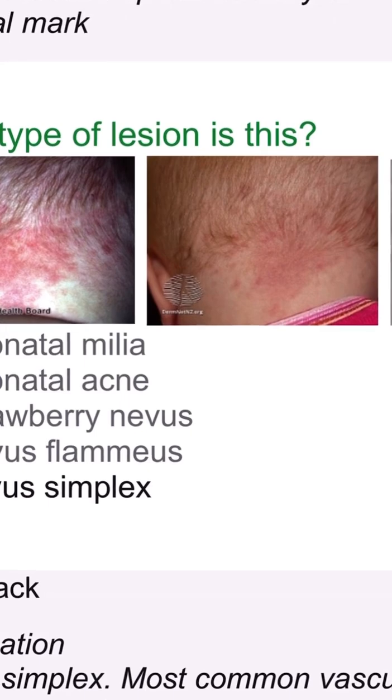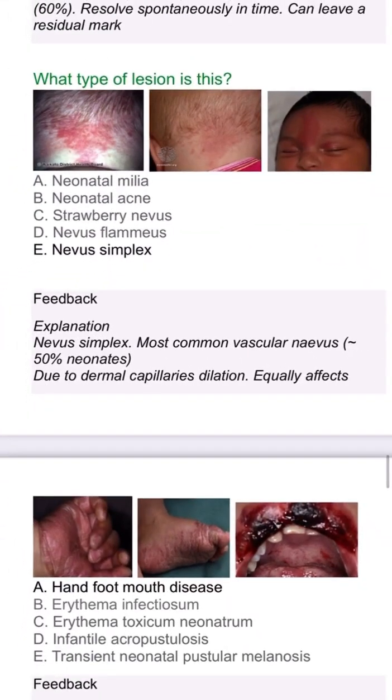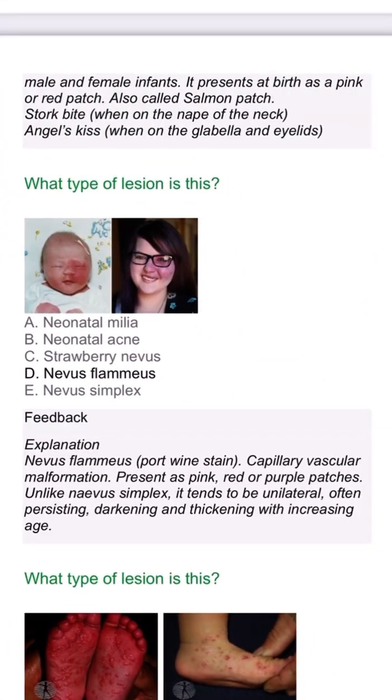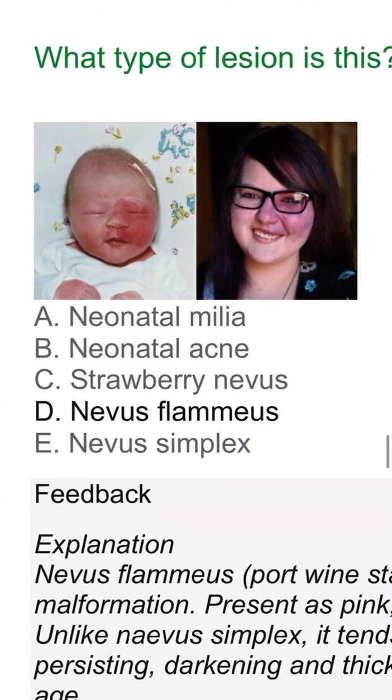Nevus simplex. Nevus simplex is the most common vascular nevus, found in 50% of neonates, due to dermal capillary dilation. It equally affects male and female infants. It presents at birth as a pink or red patch, also called a salmon patch. Stork bite when on the nape of the neck, angel kiss when on the glabella and eyelids. Okay. Which type of lesion is this?